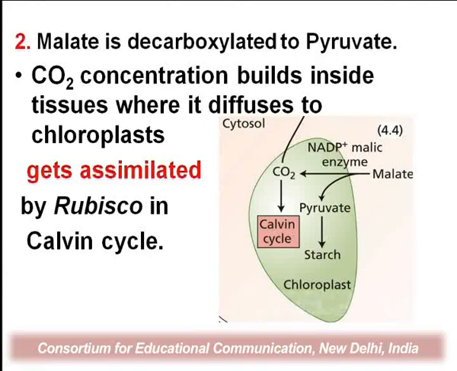So 1 carbon gone and a 3 carbon pyruvate, which you know is the basis for the formation of starch. Now this is a process which is occurring. Meanwhile, the carbon dioxide which has been released as a result of the activity of NADP malic enzyme is now going to get assimilated by Rubisco in the form of Calvin cycle.